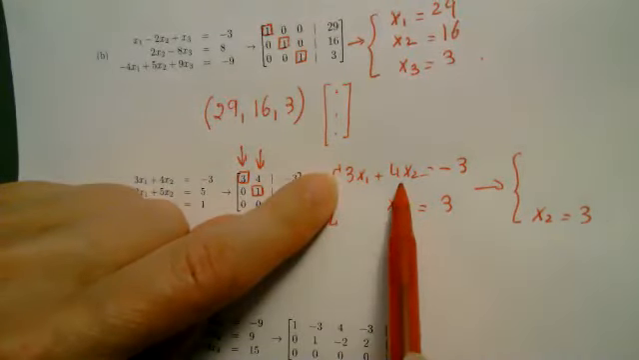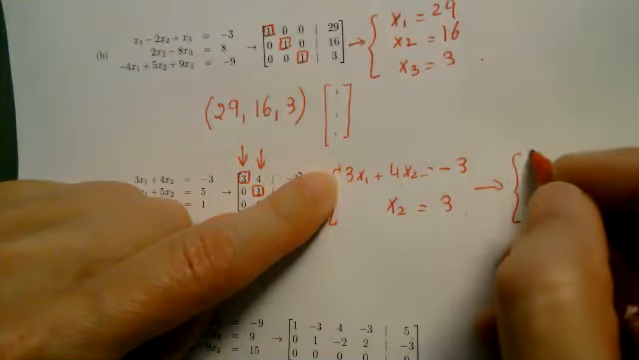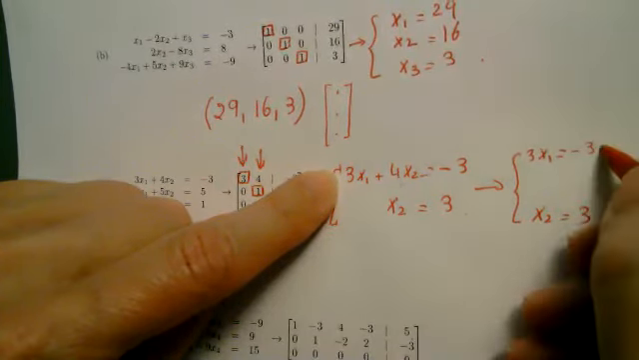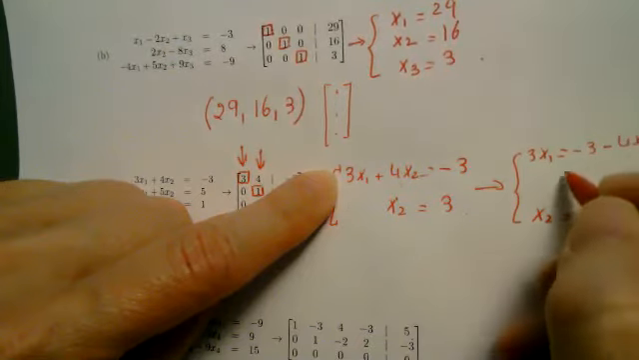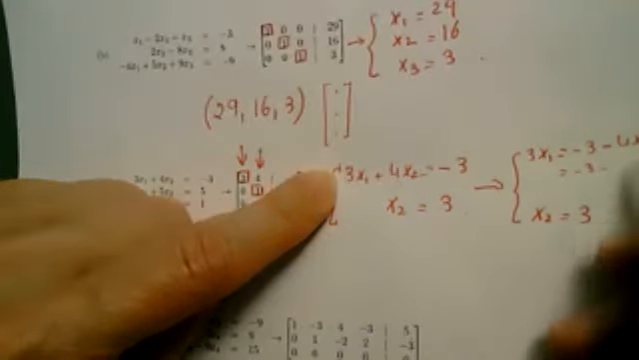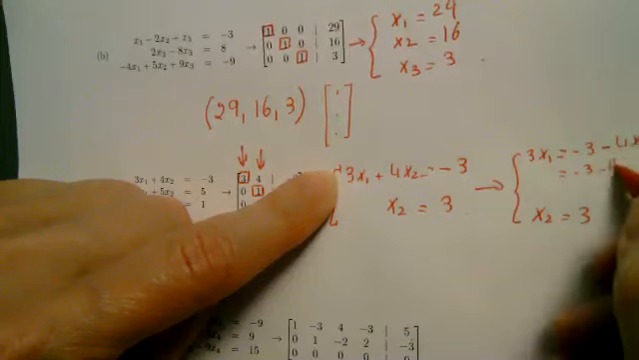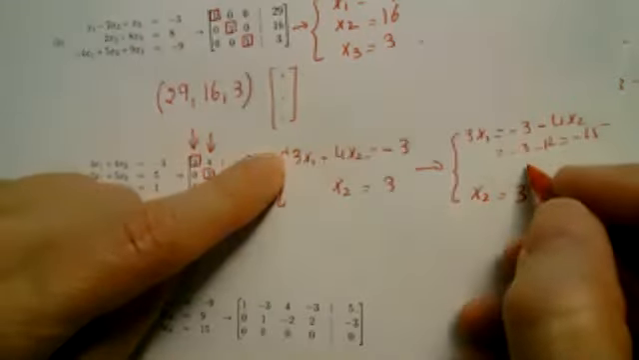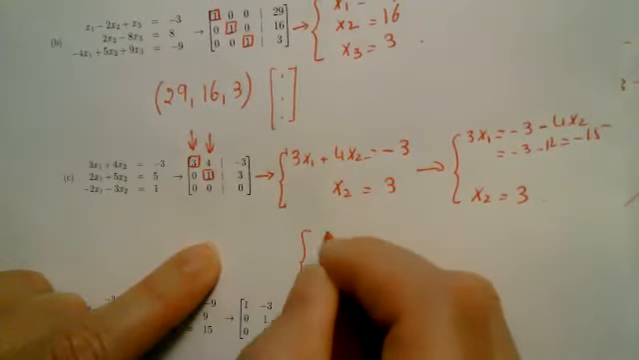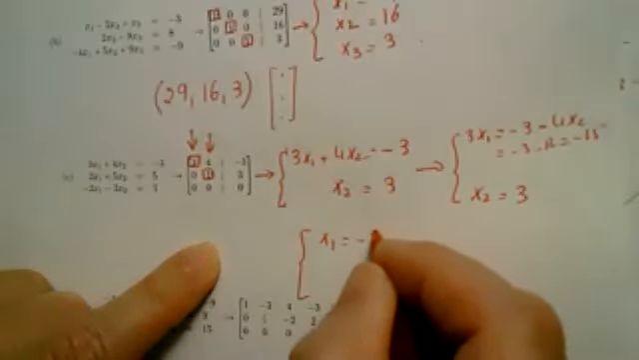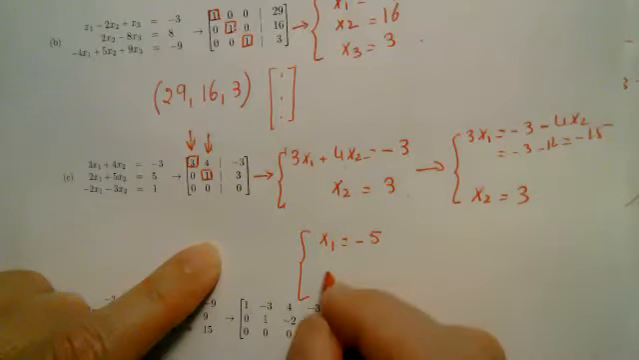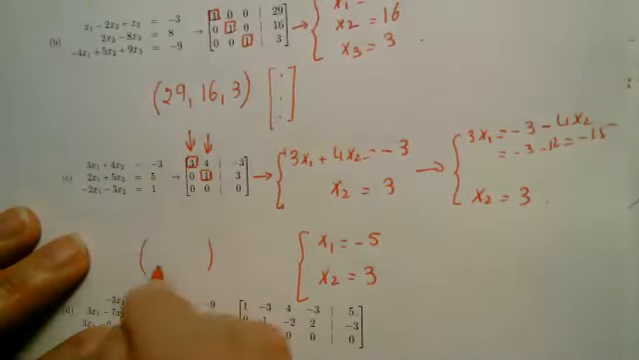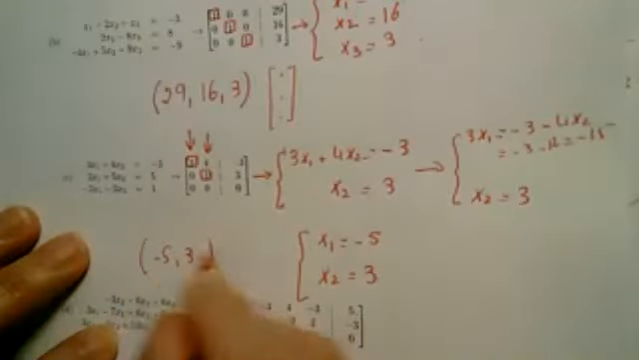X1, I can find from the first equation. So 3x1 is -3 minus 4x2, which is -3 minus, 3 times 4 is 12, so -15, but that's 3x1. So this gives me x1 is -5, right? And x2 equals 3. So the solution to my system is -5 and 3.